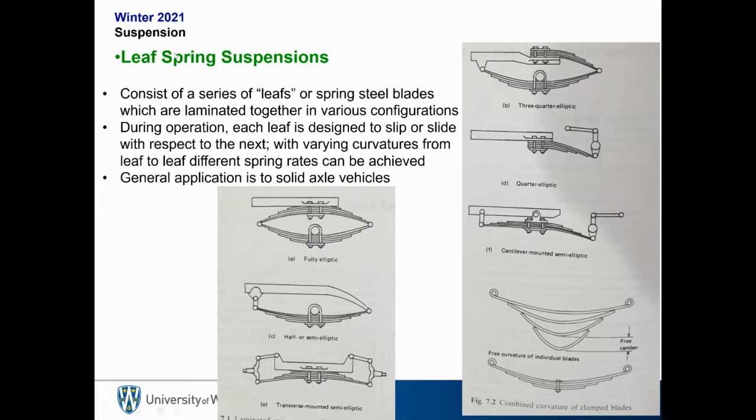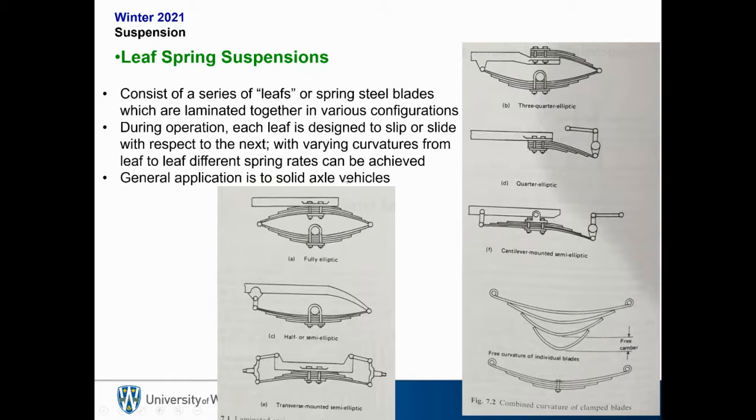So the first design, which is probably the oldest design, is called the leaf spring suspension. This consists of a series of leaves or spring steel blades which are laminated together in various configurations. During operation, each leaf is designed to slip or slide with respect to the next. With varying curvatures from leaf to leaf, you can get different spring rates. And this is generally applied to solid axle vehicles.